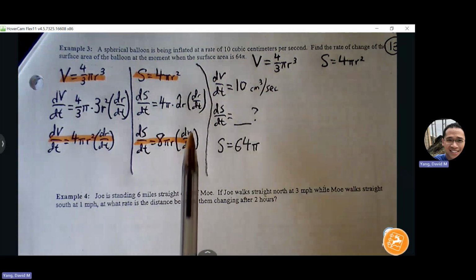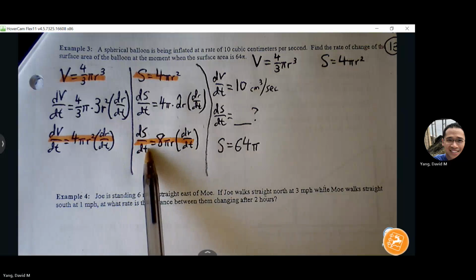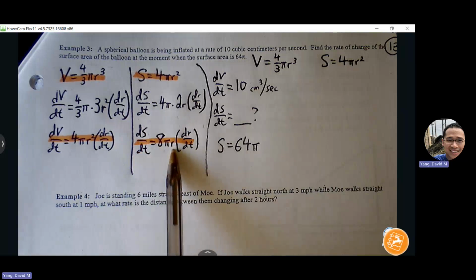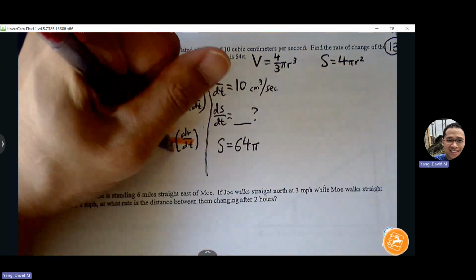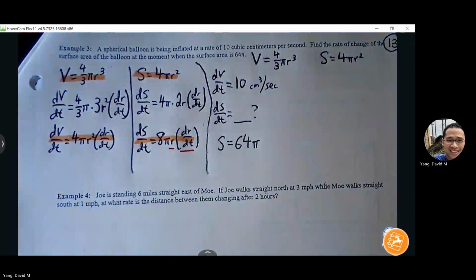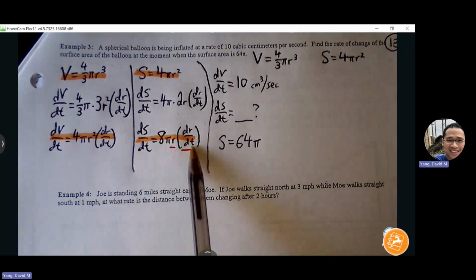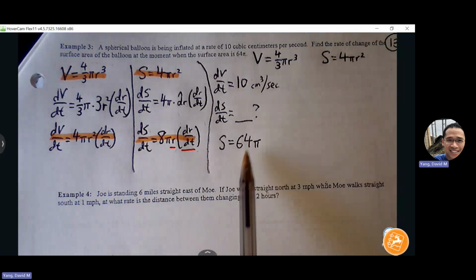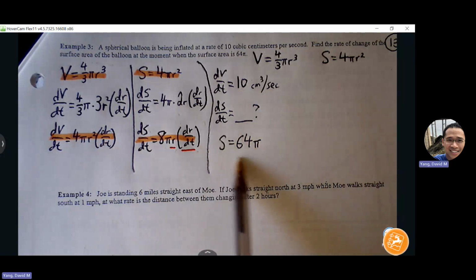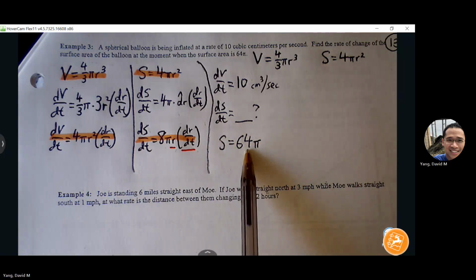Okay, let's start at the very end, right? At the very end, we're just looking for dS/dt. But to get to dS/dt, we need the r and dr/dt, which are not explicitly given to us. So we have two pieces of information that we need. We don't have a direct connection to radius and dr/dt, but we do know dV/dt and we know S. How can that surface area help us out?